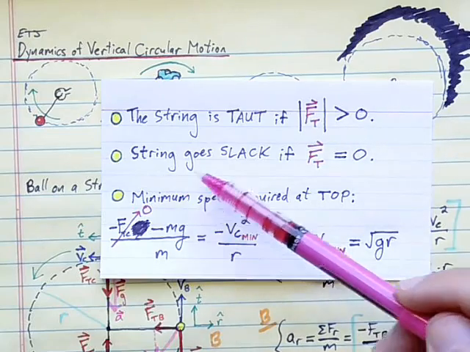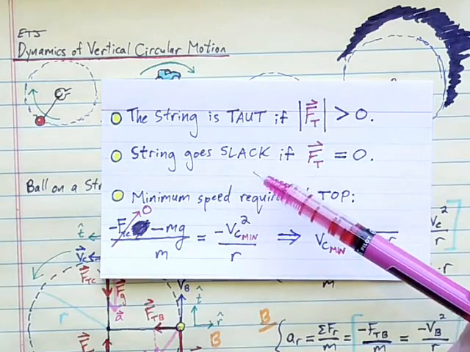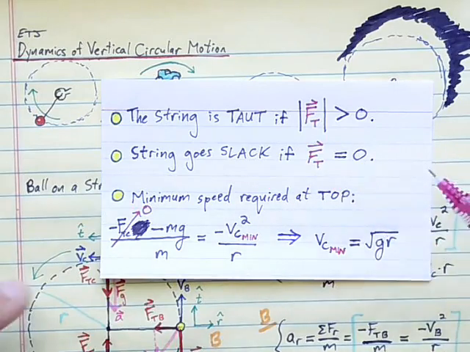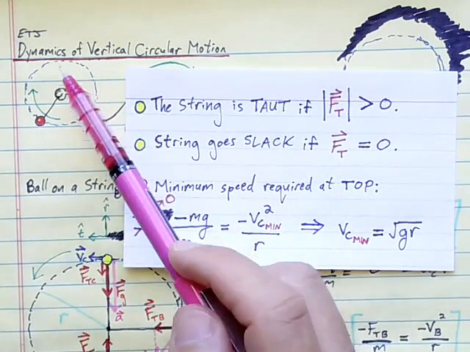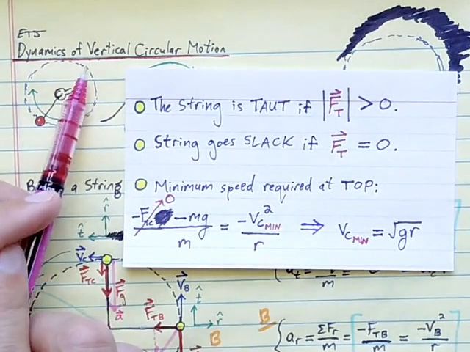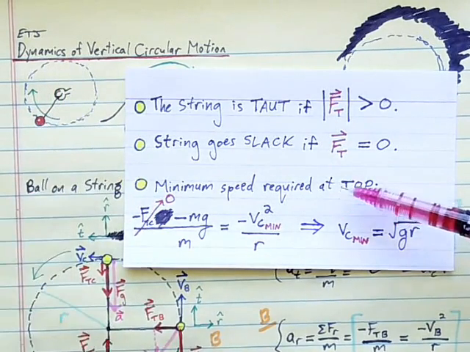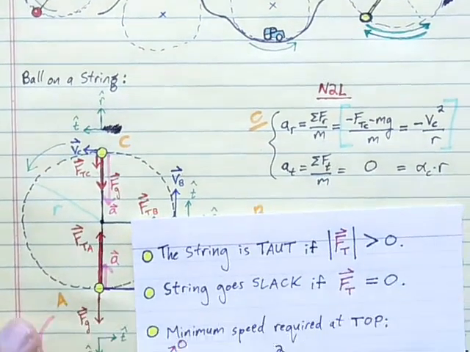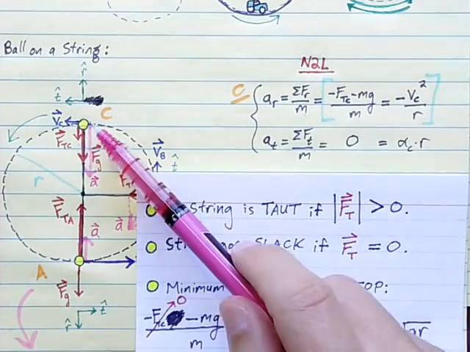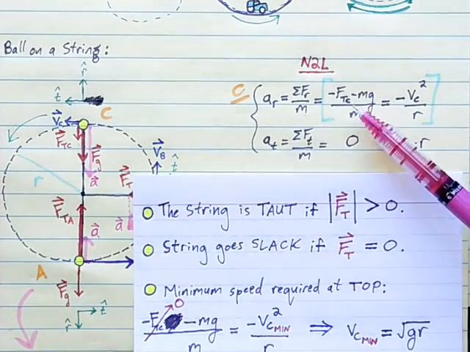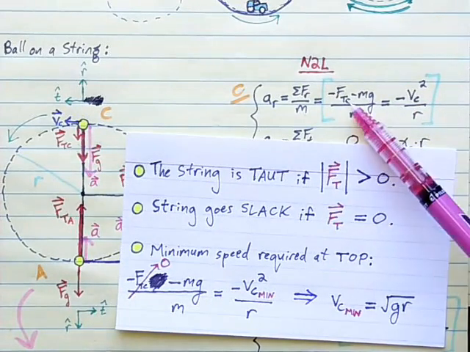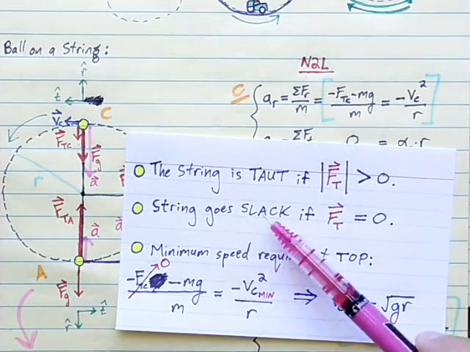The string goes slack and the ball falls off its circular path if our tension equals zero. So the minimum speed you need here at the top in order to swing all the way through the top without the string going slack can be found by taking Newton's second law for the ball at the top of the path, point C, and solving for the speed at which the tension here disappears. The string goes slack if the tension is zero.